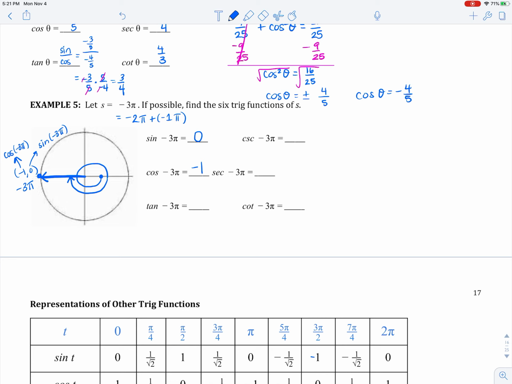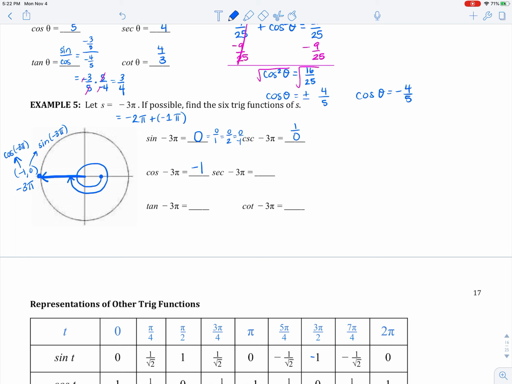The reciprocal of sine, cosecant, is going to be some number over 0. So let's just say it's 1 over 0. The problem with the reciprocal of 0 is, how do we rewrite 0? There are lots of ways we could rewrite 0. We could write it as 0 over 1, 0 over 2, 0 over negative 1. Any number we put in the denominator, if 0 is in the numerator, it simplifies to 0.